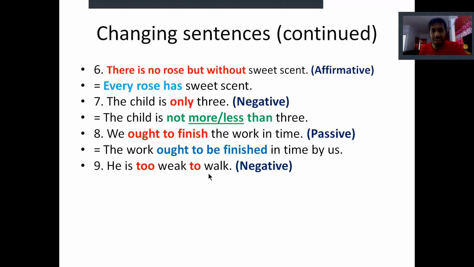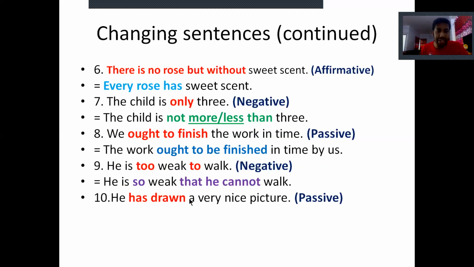Number 9, he is too weak to work. We have to make this sentence negative. To make this sentence negative, let us focus our attention on too. If there is any too in a sentence, we make that sentence negative by using so that plus subject plus cannot or could not, depending on the tense of the sentence. Here this sentence is in present tense. We have to use cannot. So let us use that. He is, replace this too by the word so. He is so weak. Then replace this too by that. So he is so weak that. Then the subject he from the first part of the sentence. He is so weak that he, then use negative cannot, as this is in present tense. He is so weak that he cannot work. This is the negative form of the sentence.